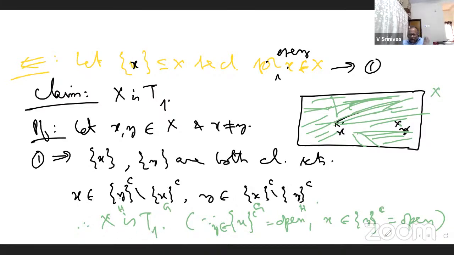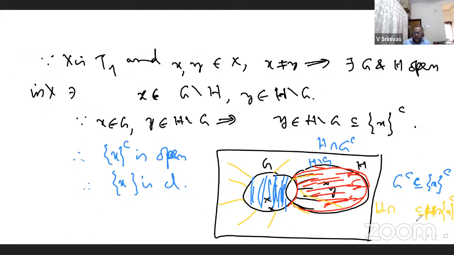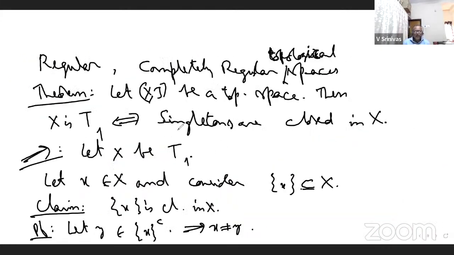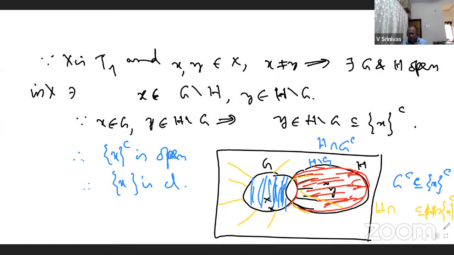So T1ness should be visualized as singletons being closed. A topological space is T1 means you can comprehend that in this topology each singleton is a closed set. So T1ness is equivalent to saying that singletons are closed. This is a very important result, to understand the structure of topology and also from the exam point of view.